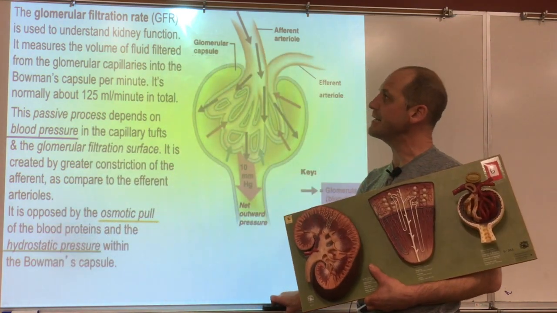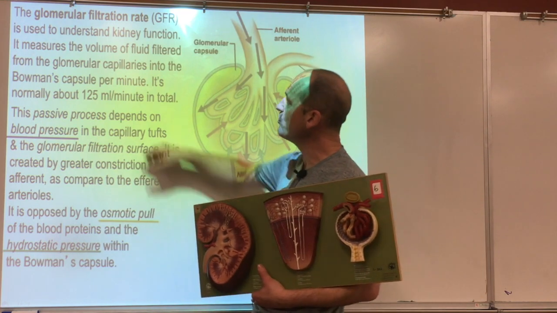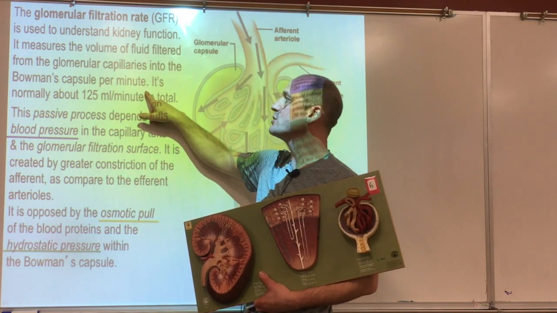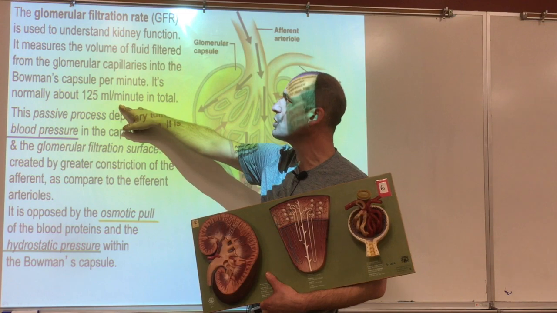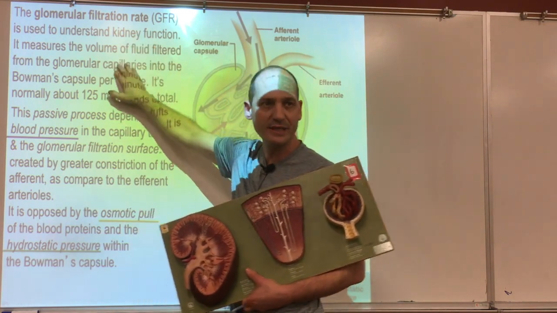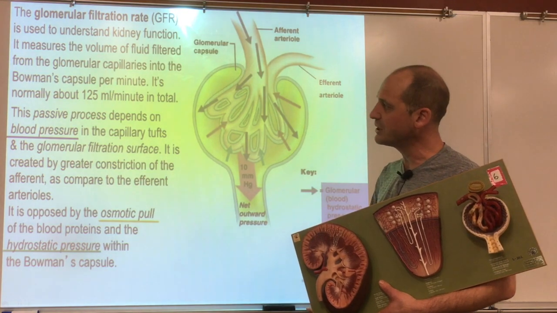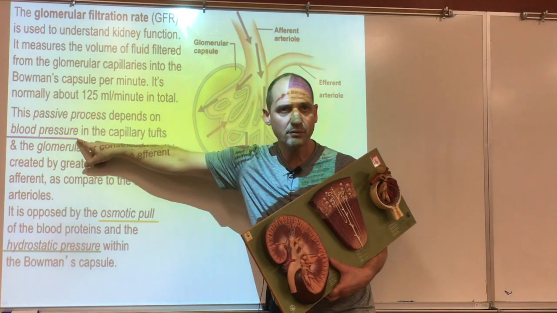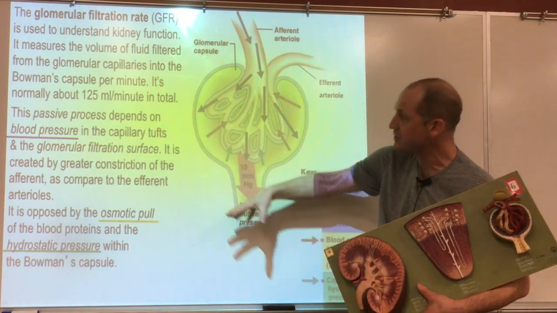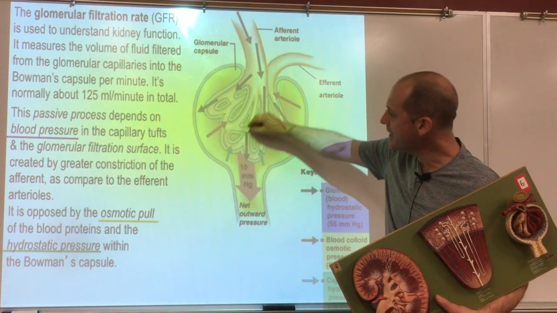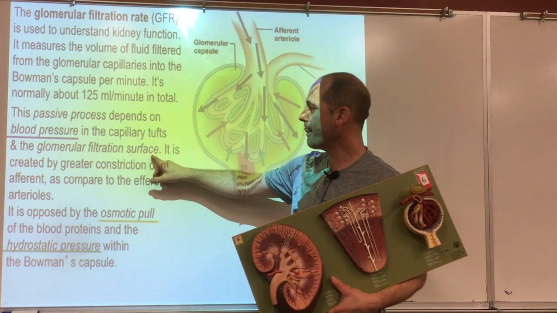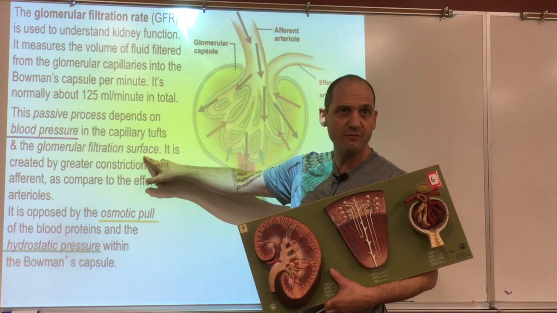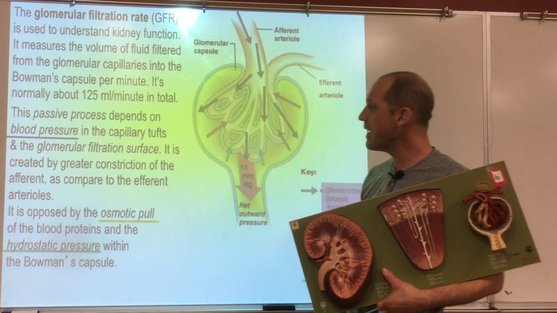The glomerular filtration rate. It measures the volume of fluid that is filtered from the glomerular capillaries into the Bowman's capsule per minute. It's normally about 125 milliliters per minute in total. So it helps us understand kidney function, measuring that. It's a passive process. That filtration is a passive process, and it depends on the blood pressure, like how forceful is the blood pushed into the Bowman's capsule. And then, of course, the surface also, how big is the surface that it works, how is the workable functional surface.